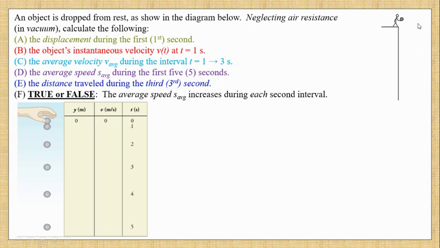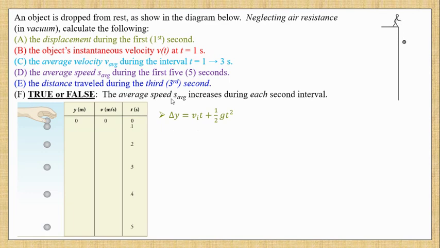All right, and then here in the top right, we have a little animation of an object being dropped. As you can see, as it falls, the object picks up speed, which is common sense. All right, let's do part A and B here. Part A asks you to find the displacement during the first second.